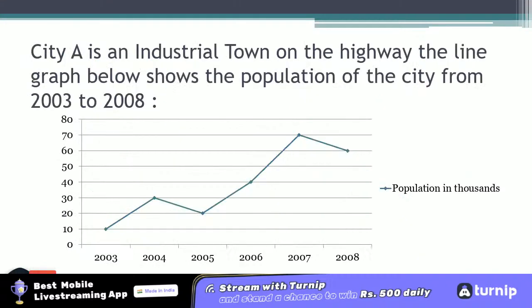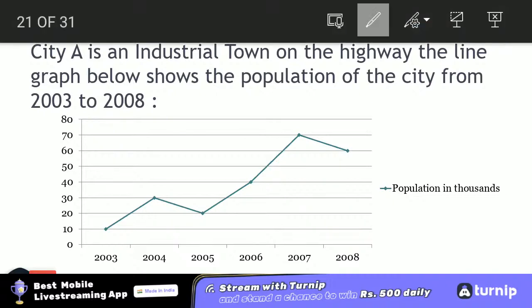The next one. It's a different graph, a line graph. In this, city A is an industrial town. Be very particular. City A is an industrial town on the highway. The line graph below shows the population of the city from 2003 to 2008.